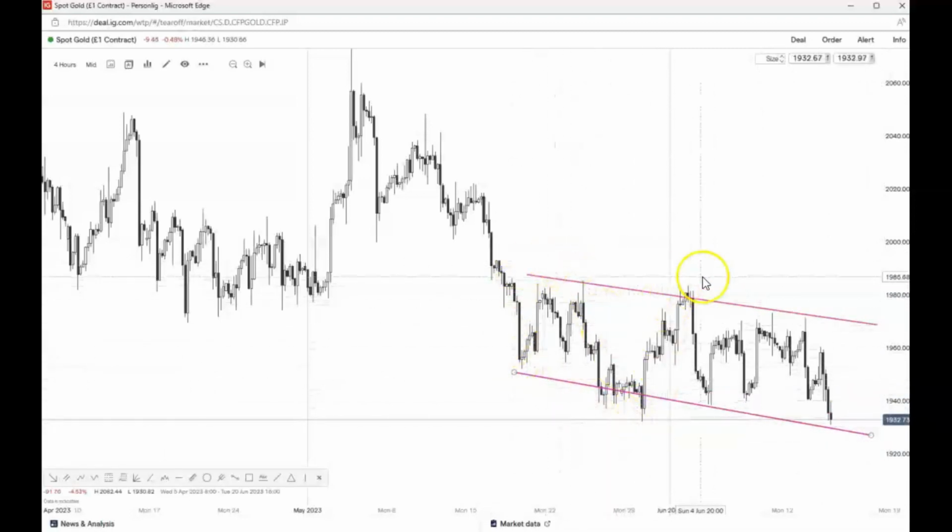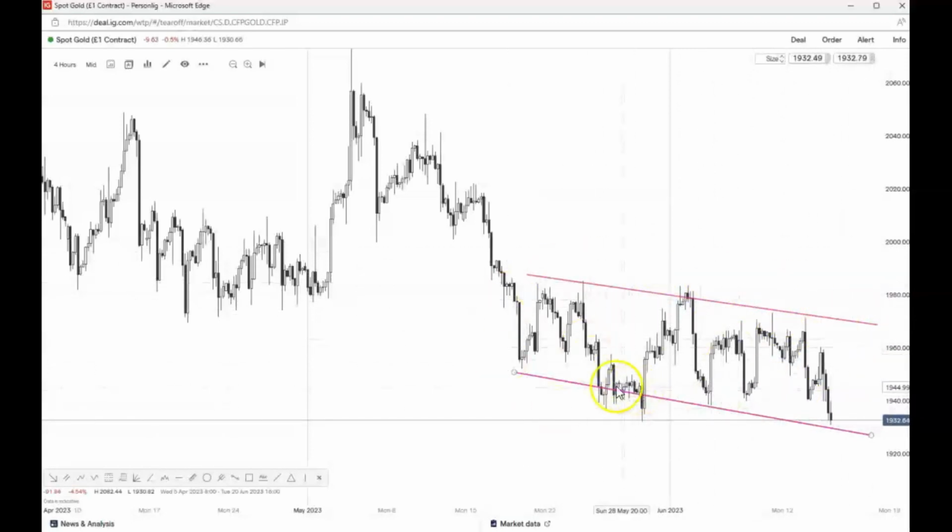So right now, I would rather be a seller selling at the top than a buyer buying at the bottom, because I can see that the sellers manage to push the market lower and the buyers disappear earlier and earlier on. So right now, there is a tendency to this market going down.